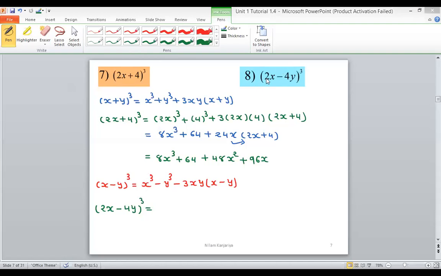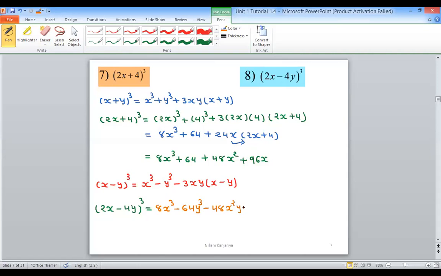Question number 8. Apply the negative identities. I can do. May I? Yes, sure. 8x cube. One second. Minus 8x cube minus 64y cube done. Minus 48x square y. Very good.